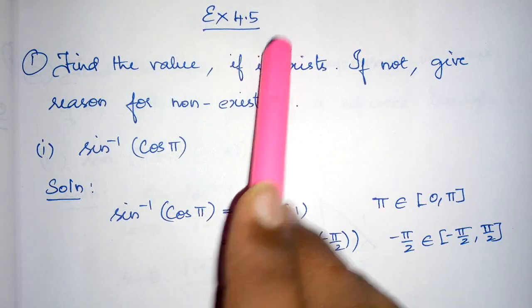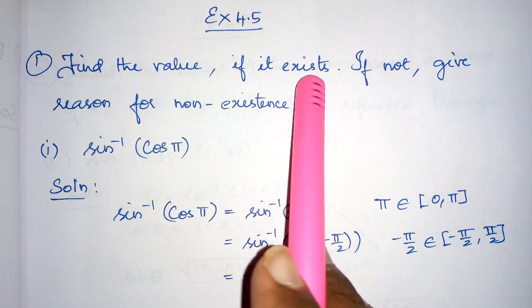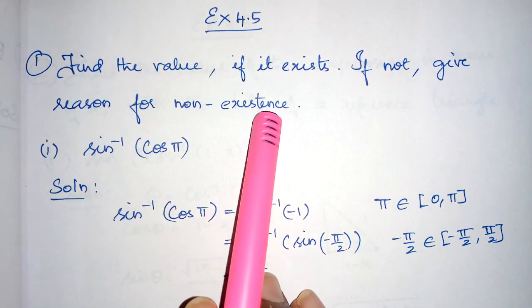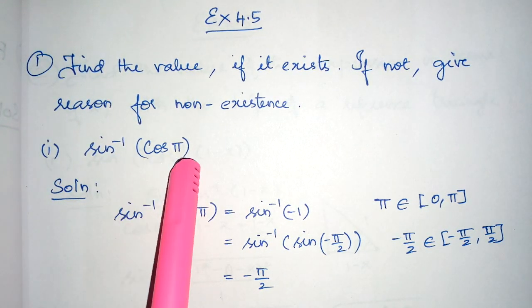Exercise 4.5, question number 1. Find the value if it exists. If not, give reason for non-existence. Subdivision 1: sine inverse of cos pi.